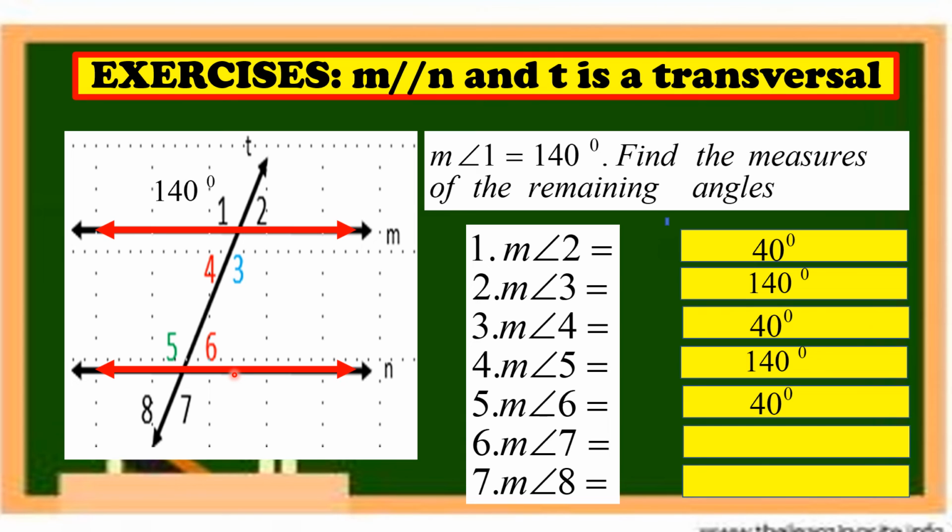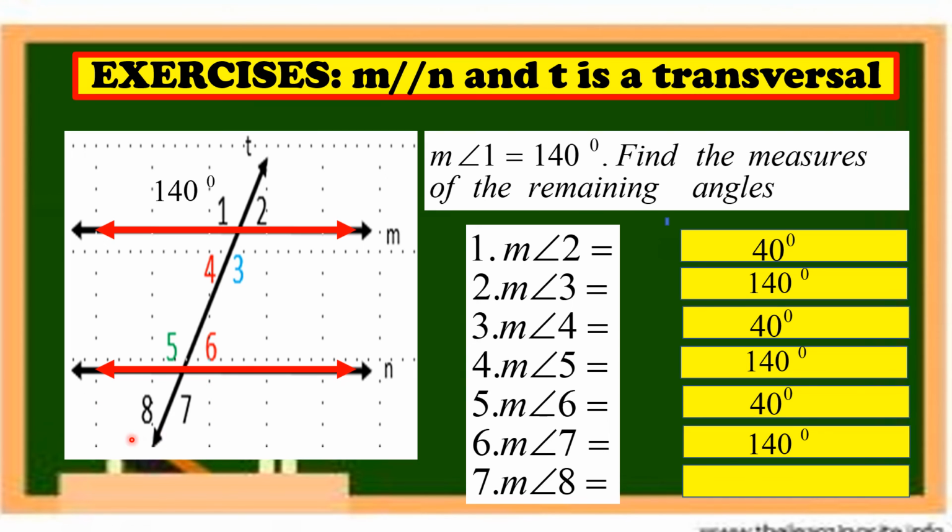We need to find the measure of angle 7. What is the relation of angle 1 and angle 7? Angle 1 and angle 7 are alternate exterior angles, and alternate exterior angles of parallel lines are congruent. Therefore, what is the measure of angle 7? The measure of angle 7 is 140 degrees. We need to find the measure of angle 8.